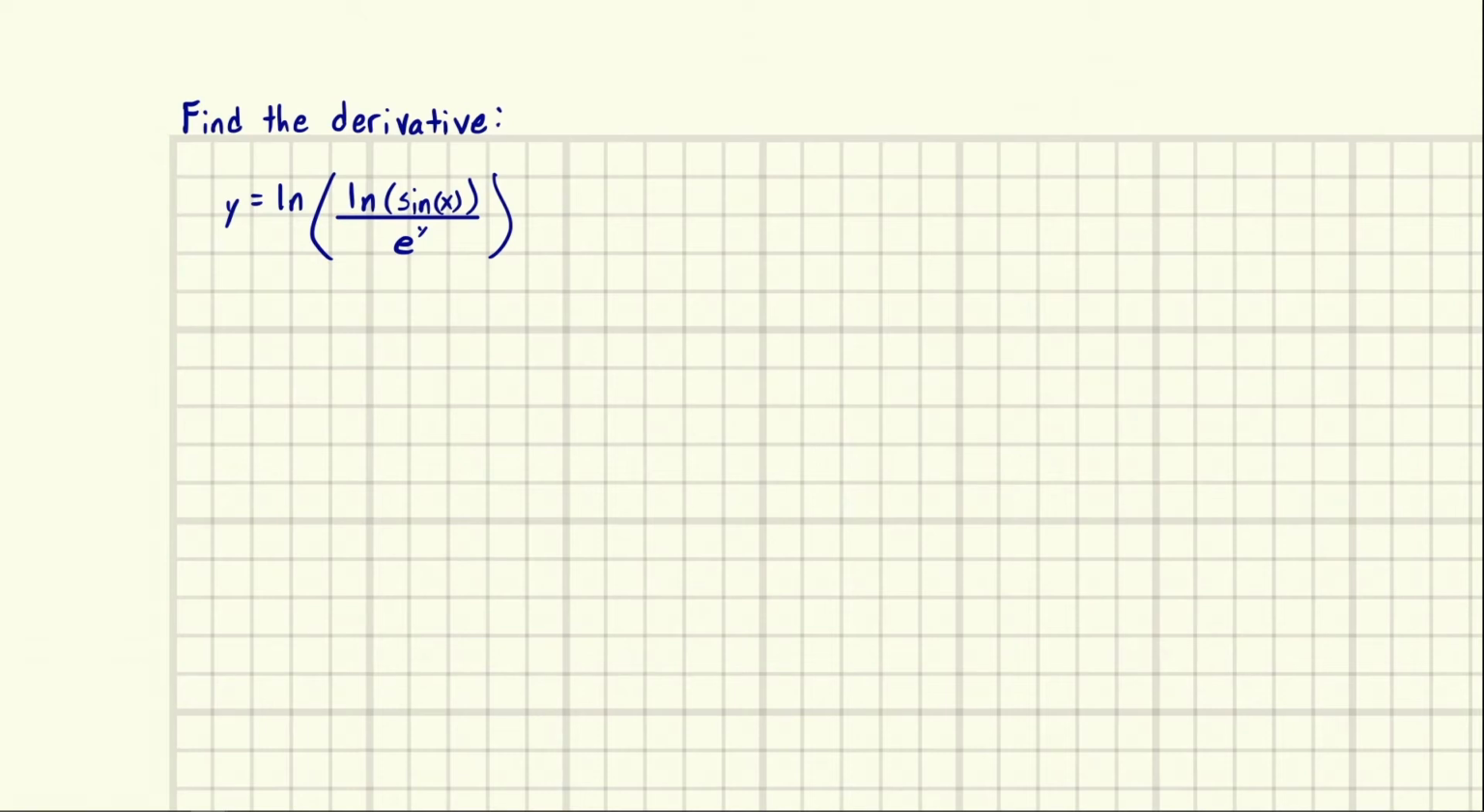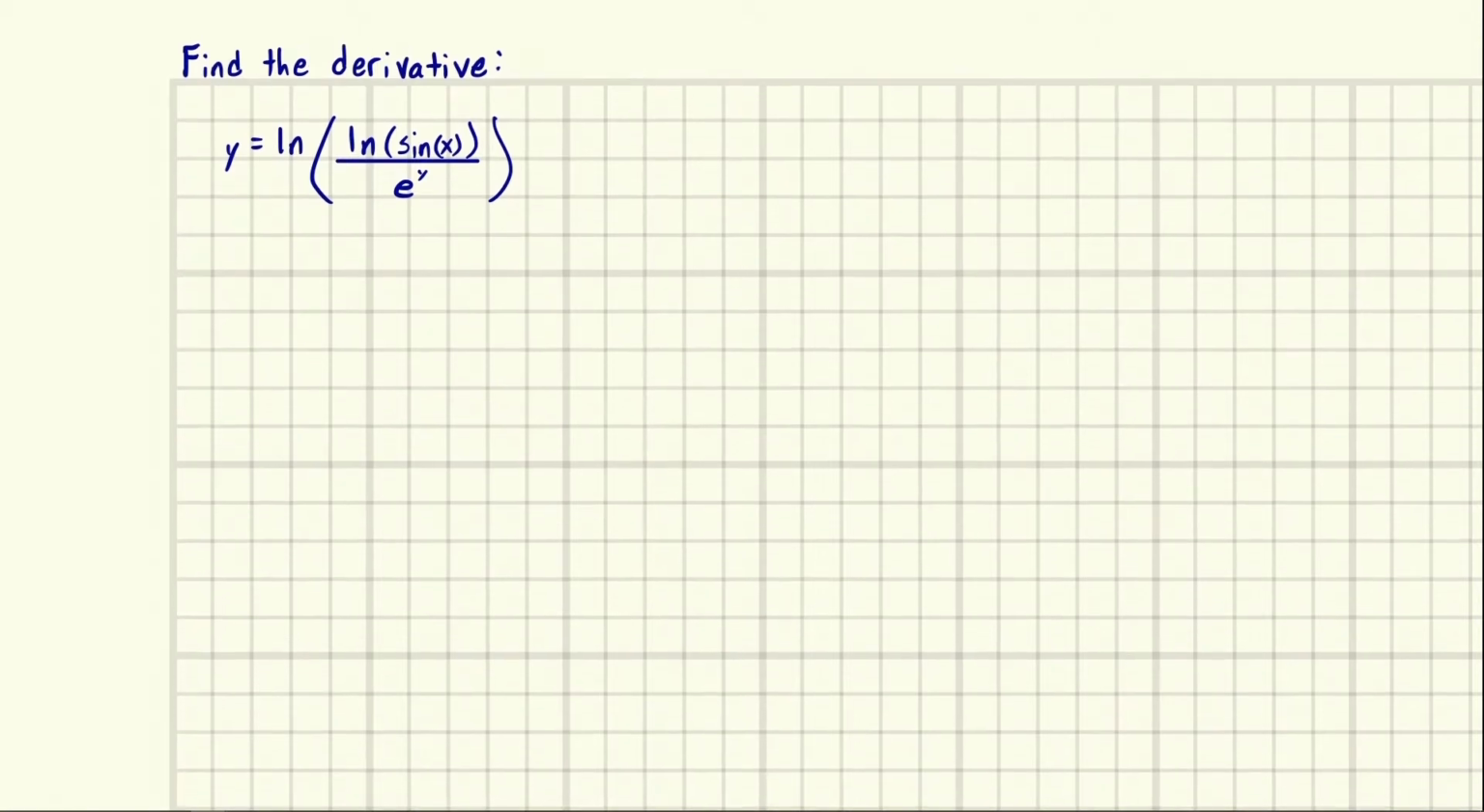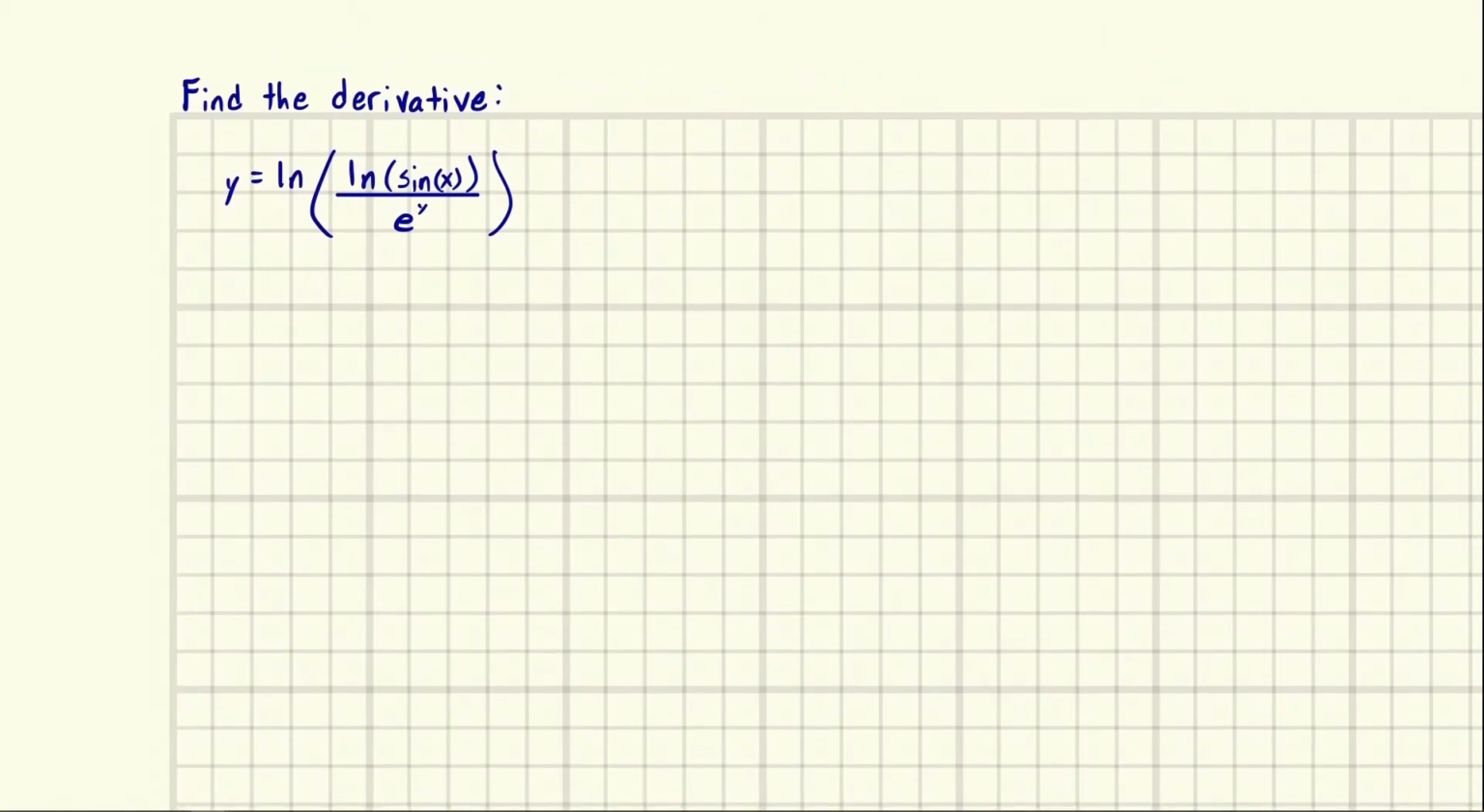Eric Burgess here, and we've been asked to find the derivative of y equals the natural log of sine x over e to the y. This is one that's just kind of a chain rule bonanza, just things inside of things inside of things.